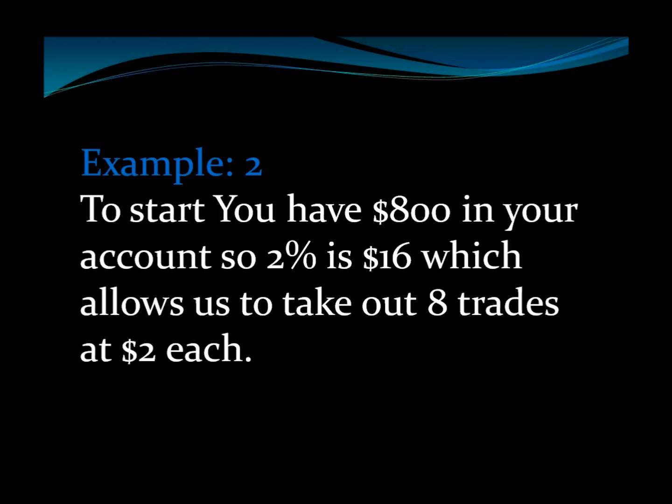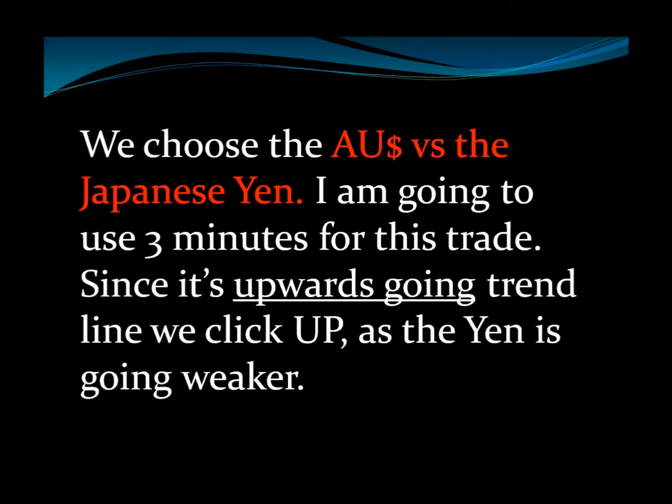To start, you have $800 in your account, so 2% is $16, which allows us to take out 8 trades at $2 each. We choose the AU dollar versus the Japanese yen. I'm going to use 3 minutes for this trade. Since it's an upward going trend line, we click up as the yen is going weaker.